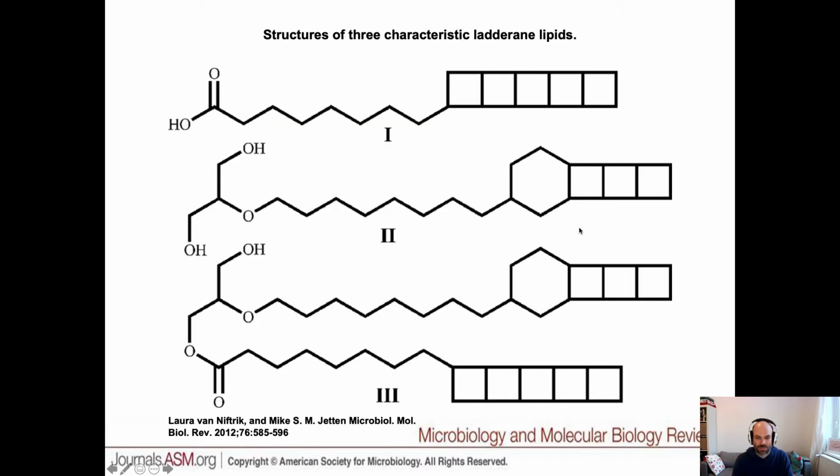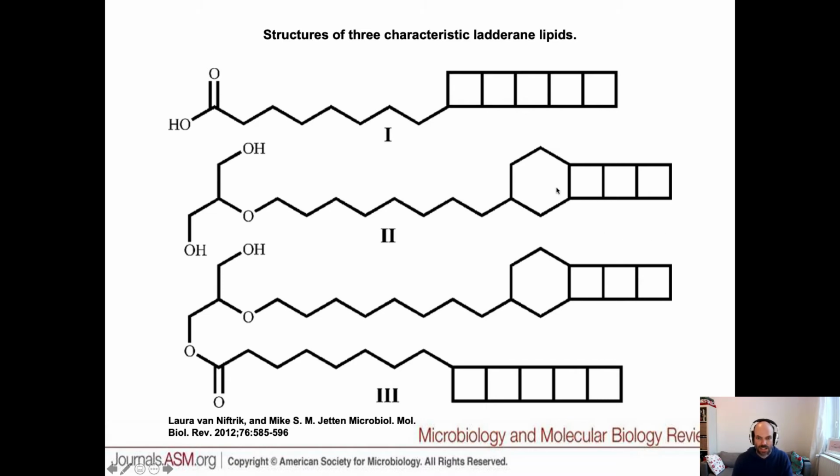But these ladderane lipids are really weird. They're made out of squares, essentially, these parts of the lipid molecules. And they sort of look like ladders, which is why they're called ladderane lipids. And the idea is that these square-shaped lipids should pack together very, very tightly and should be essentially leak-proof, not enabling anything to leak in or leak out.